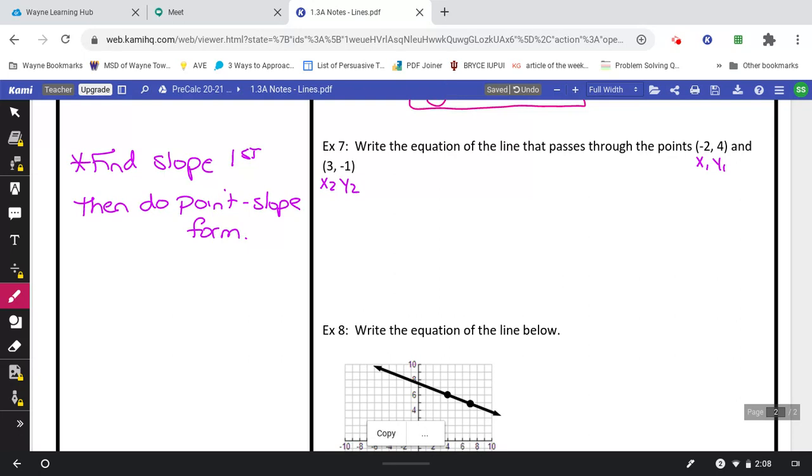All right, so my first step is going to be to find the slope. Very carefully try to plug those numbers into the right place. Find the slope. You do get a whole number answer for this one.